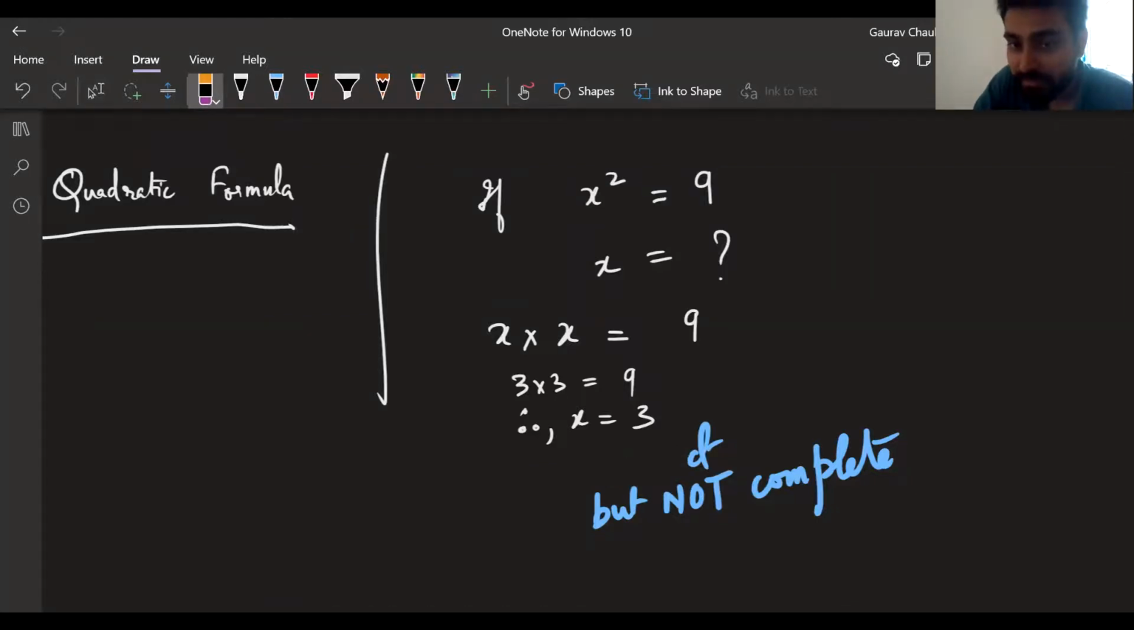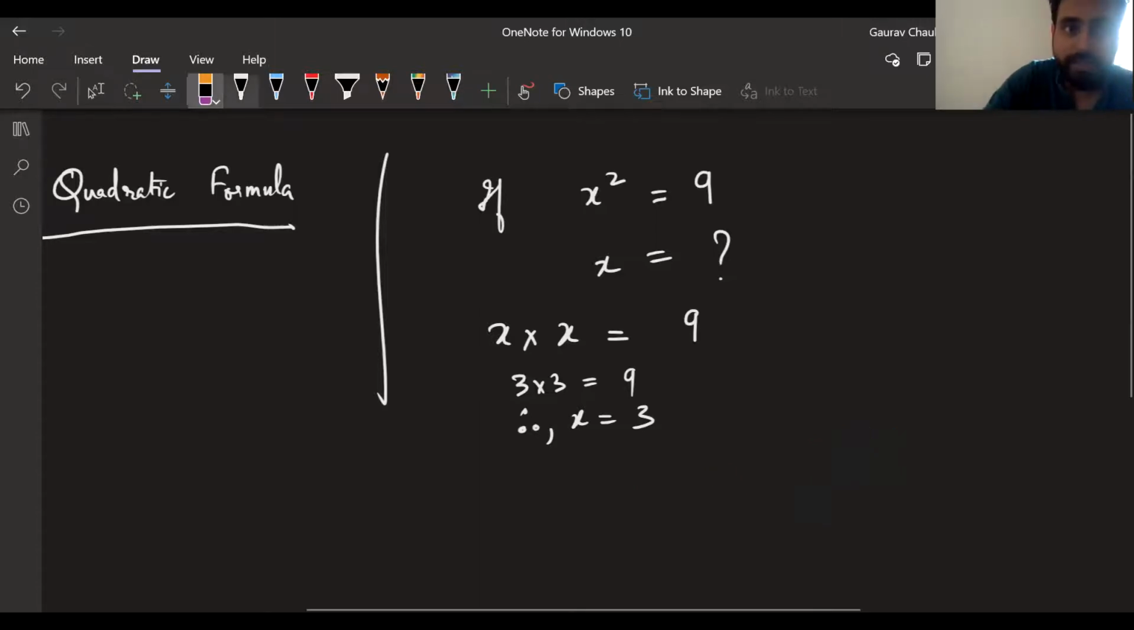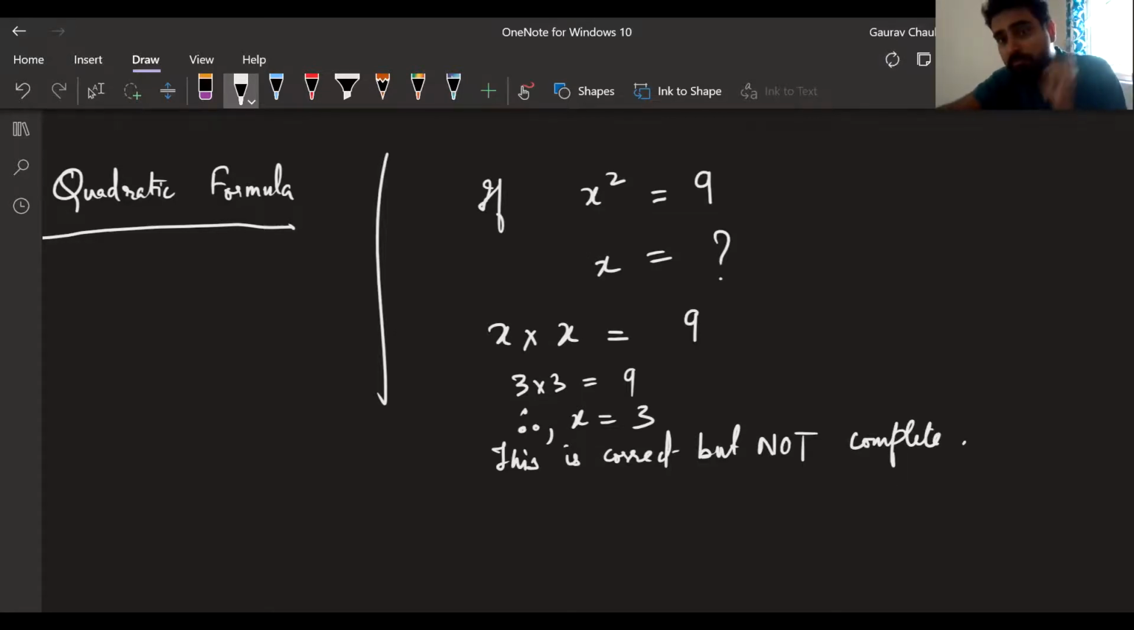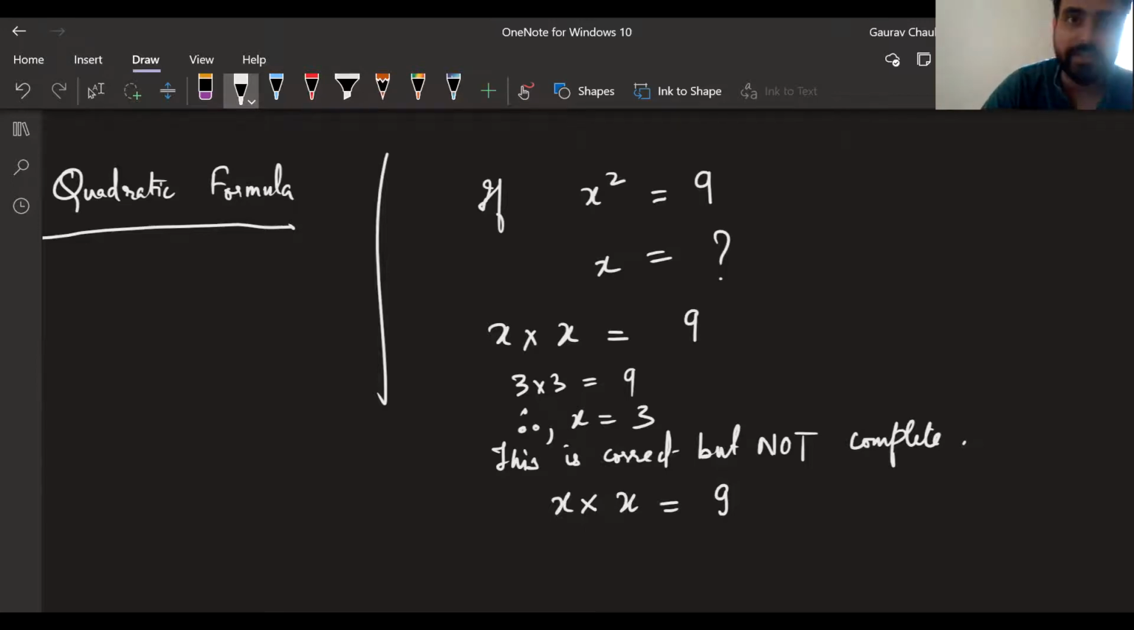And why I am saying this is correct but not complete is because there is one more value of x for which you will get 9 when I do x into x. What is that value? Riza, you will not answer. Nishchay, if you have understood, you will not answer. What is that value? When I do x into x, see, x square is basically x into x, right? This is my question.